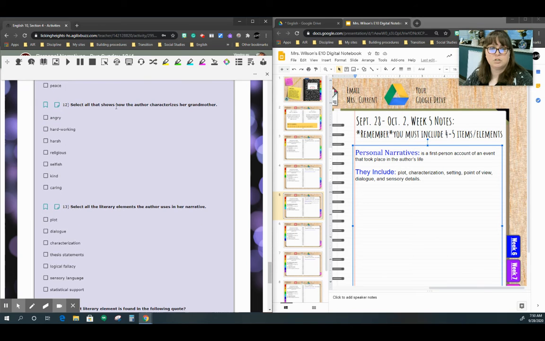(12) Select all that shows how the author characterized her grandmother. Oh, pardon my little alert there. Angry, hardworking, harsh, religious, selfish, kind, caring. Select pause and look up your answers.